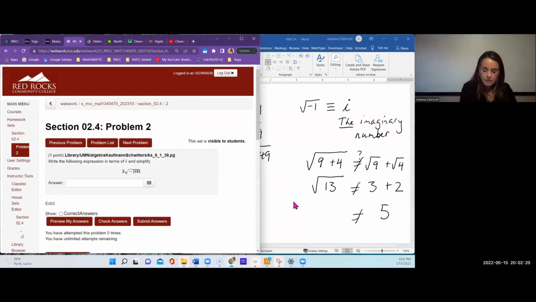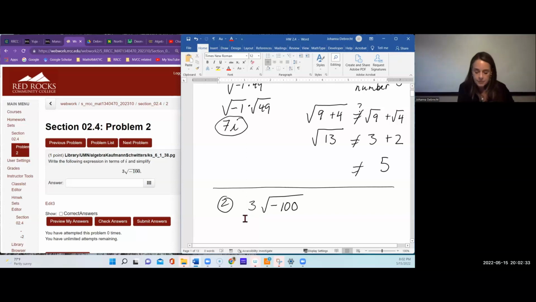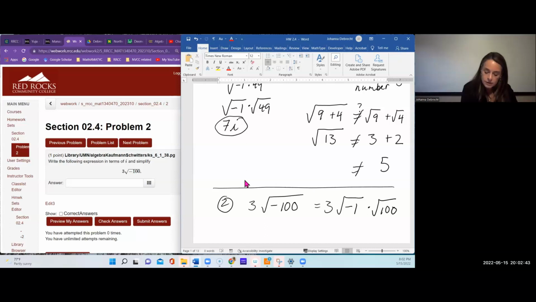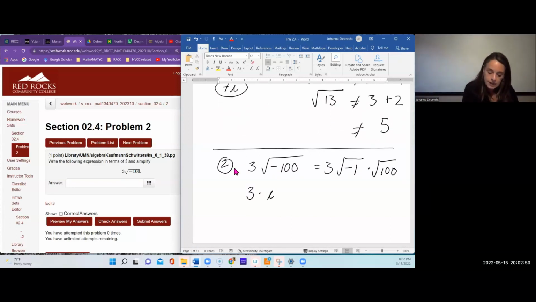On the next problem, we have 3 times the square root of a negative 100. This is mostly a review of radical practice for you with the negative thrown in as a new topic. Again, we're going to take the negative 100 and rewrite this as the square root of a negative 1 times the square root of 100. The square root of 100 is 10, which gets multiplied by the 3. We basically have a 3 times I times 10, which will give us 30I as our answer.